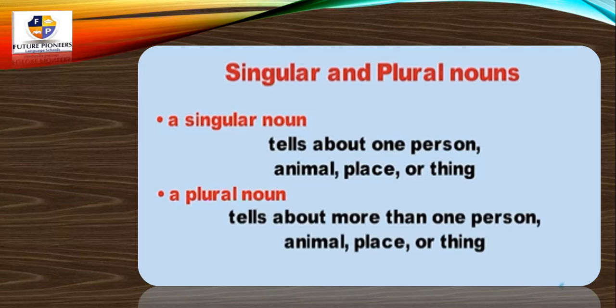So when we want to mention one place, one thing, one animal, or one person, we are going to use a singular noun. But a plural noun tells about more than one person, animal, place, or thing. That's it. So singular is about one person, one thing, animal, or place. Plural tells about more than one person, place, animal, or a thing.